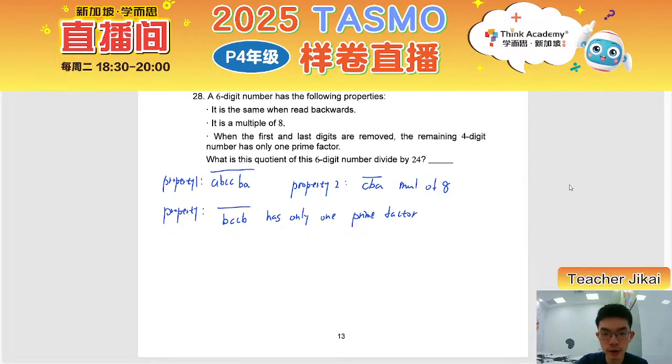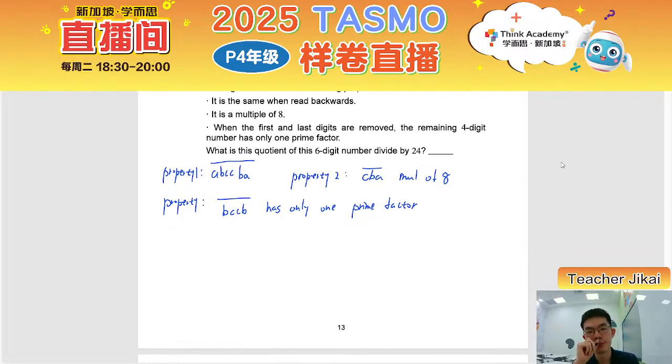This is all the things we know. So which one should we start? A, B, C, C, D, we have so many combinations. Multiple of 8, we have so many combinations. So we can only start with property 3 here, right? Only one prime factor. It's super easy, right? And it is super important. So B, C, C, B, one prime factor.